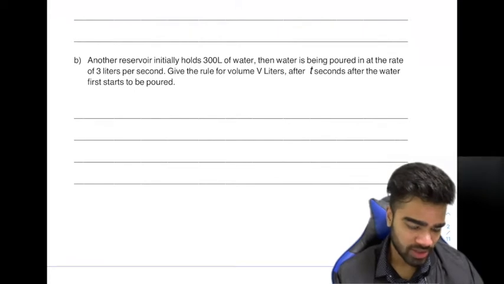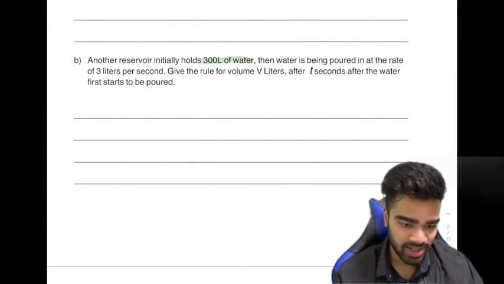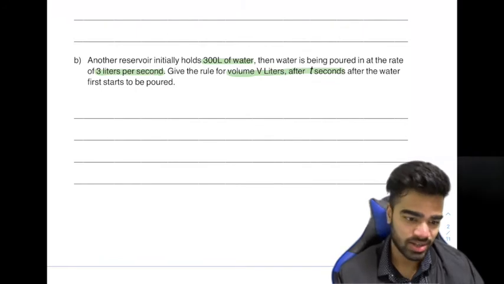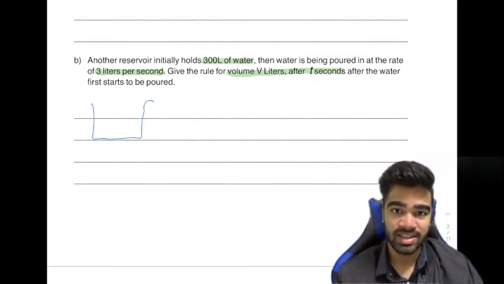So another reservoir initially holds 300 liters of water, right? And the water is being poured in at the rate of 3 liters per second this time. Give the rule for volume V liters after t seconds. Okay, again, let's draw a diagram. Notice how I'm drawing diagrams to help me. Again, that's another important tactic you can use to help you solve these questions.